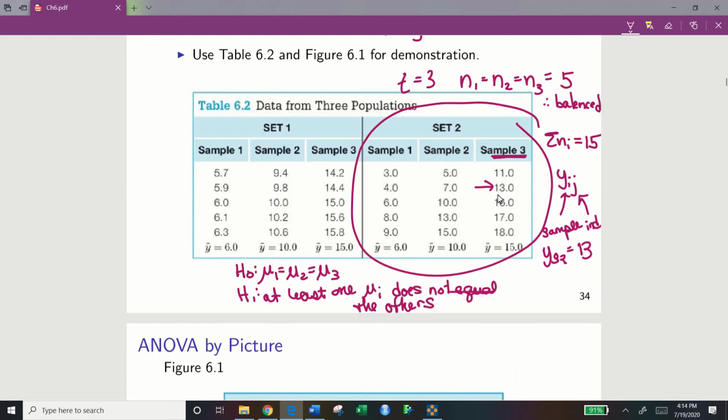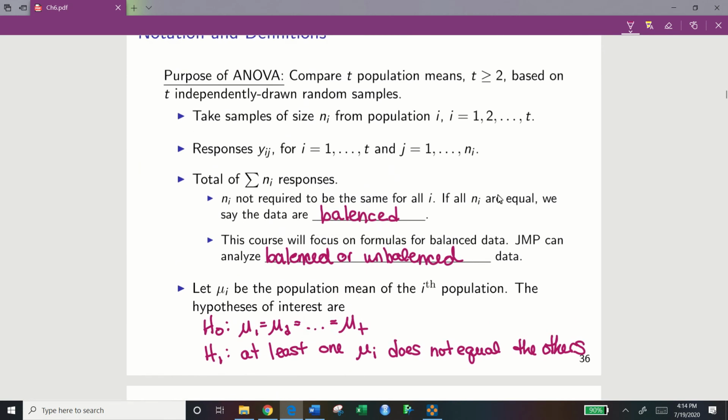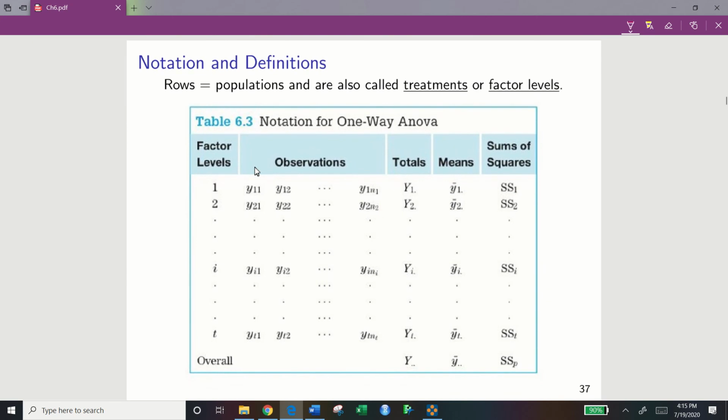So let's go back to slide 36 and make sure that we covered all the notation that we learned. We established that we have our 3 random samples. We talked about the notation, our total number of observations. We established that our example we were looking at was balanced, and we talked about our hypothesis. Okay, so it looks like we hit all the points there. So now we can look at slide 37, which talks about more notations and definitions.